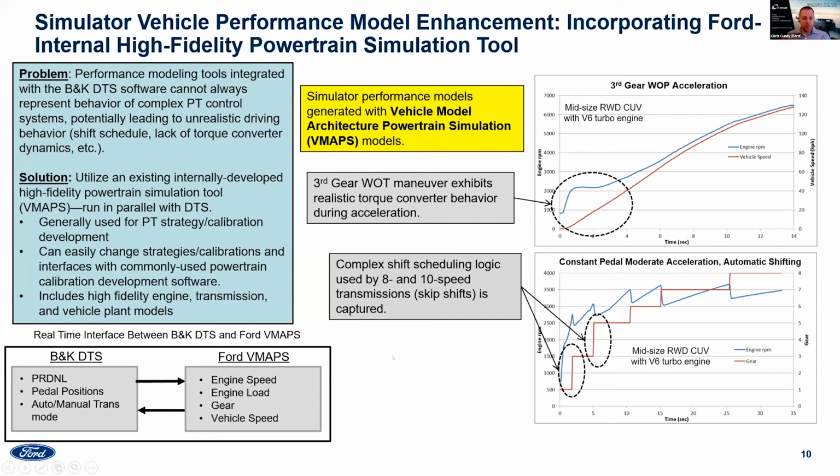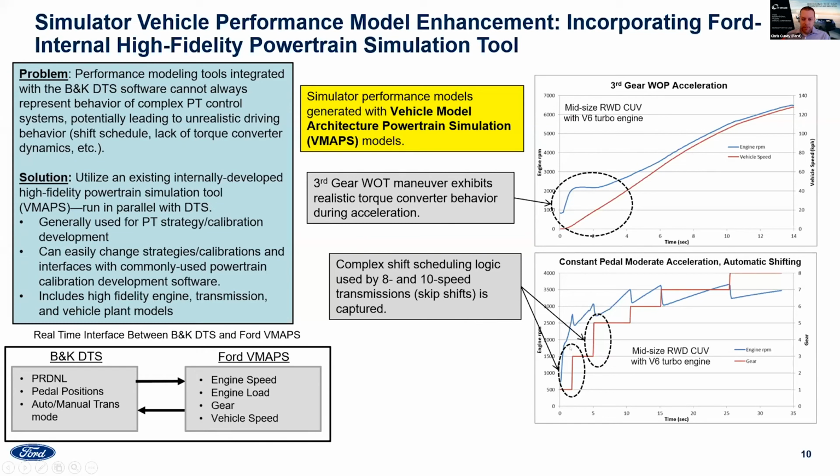So a couple examples that I've shown here are the torque converter dynamics. So during a third gear wide open pedal launch, you can see the engine speed has this characteristic stall range due to the torque converter dynamics. So we're able to pick that up very nicely by incorporating the VMAPS model.